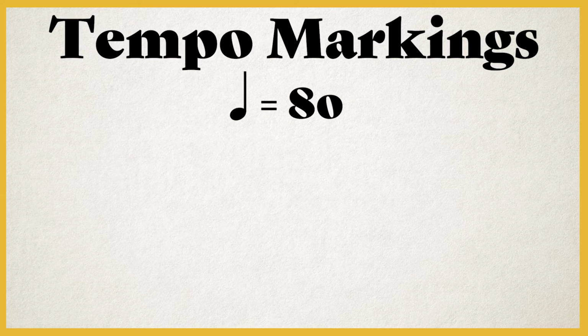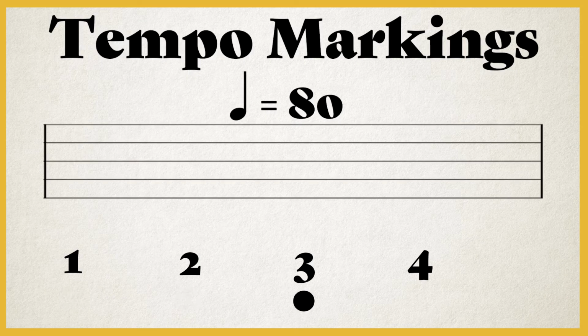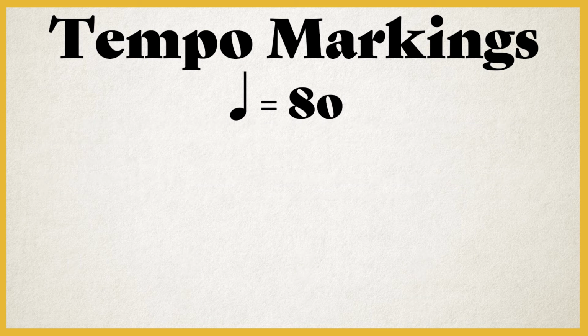So for quarter note equals 80, if you set your metronome to 80 and count quarter notes, 1, 2, 3, 4, 1, 2, 3, 4, then you have a point of reference for your entire piece of music. Sometimes you'll also see eighth note equals 80 or eighth note equals whatever number the tempo is. It doesn't really matter which note is being used, but that's going to be your frame of reference for the rest of the piece of music.